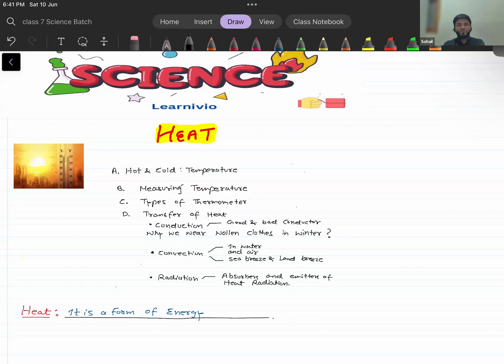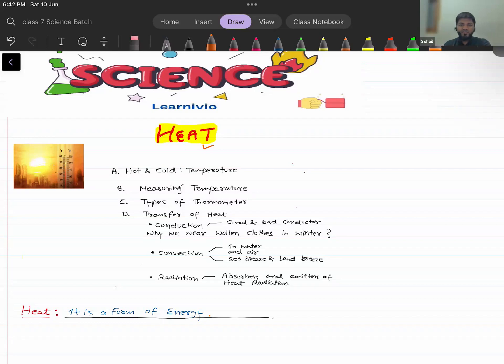And for use in laboratory, we have laboratory thermometers. And nowadays we have digital thermometers also. Now the chapter is divided into several topics. The first topic is heat itself. Heat is basically a form of energy.